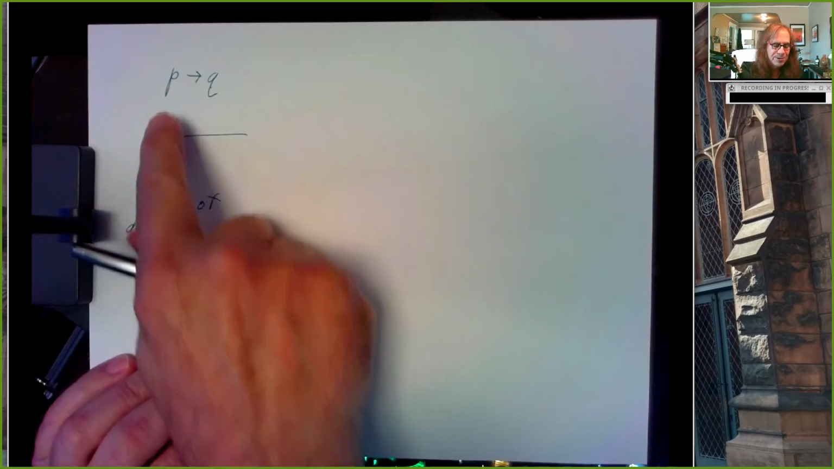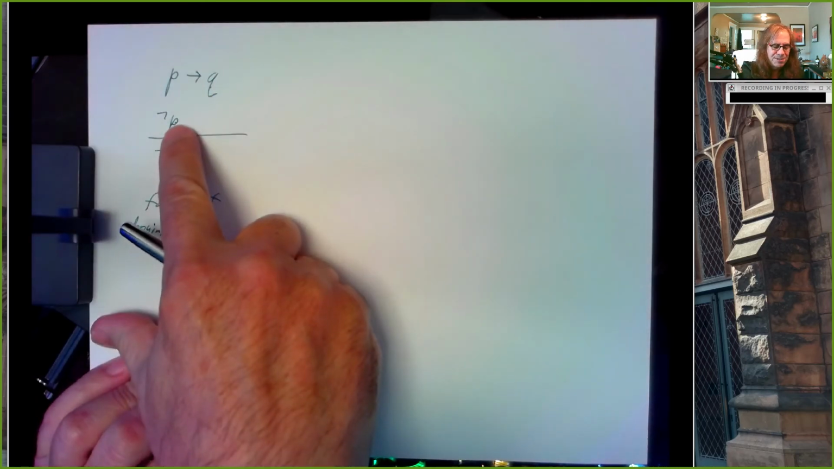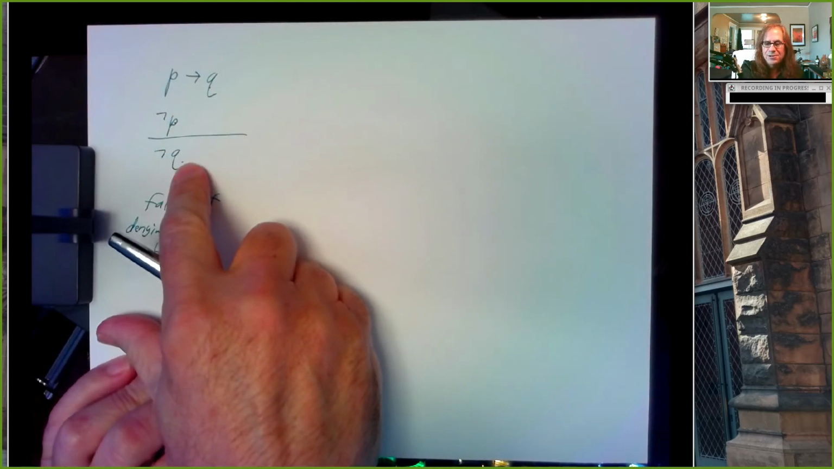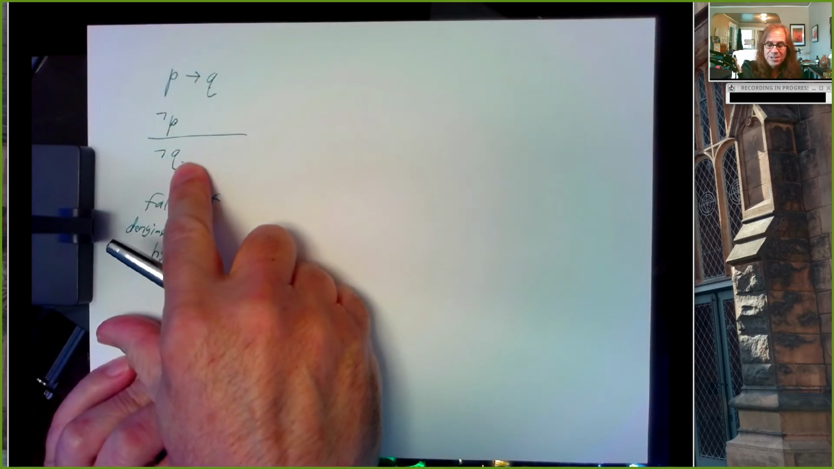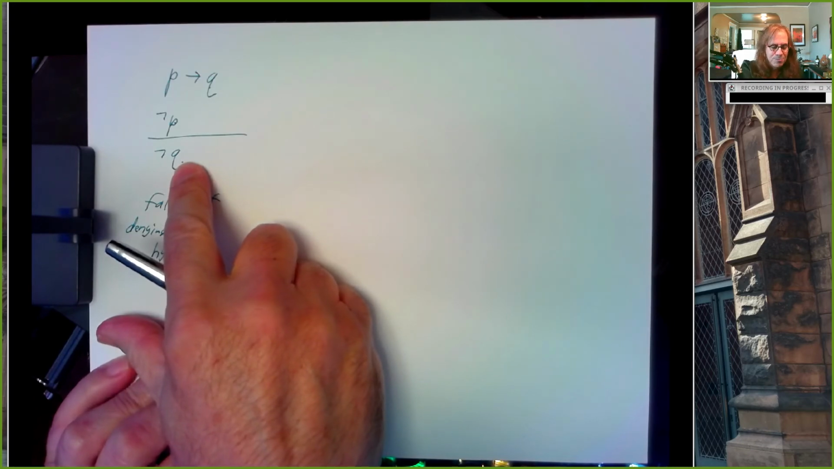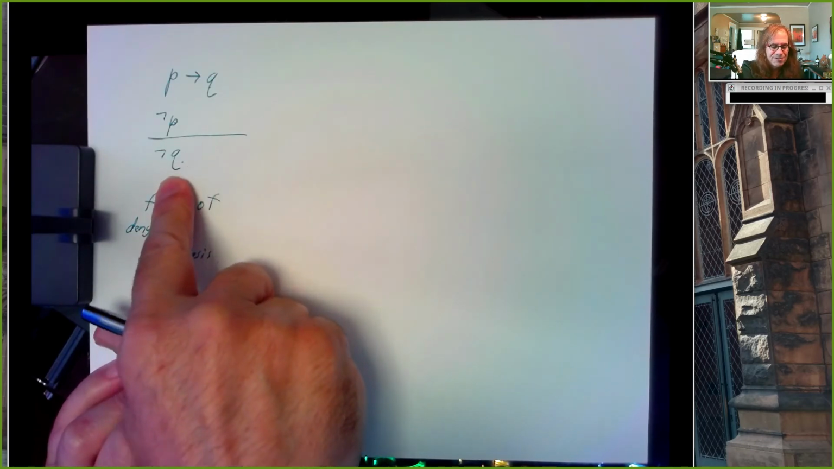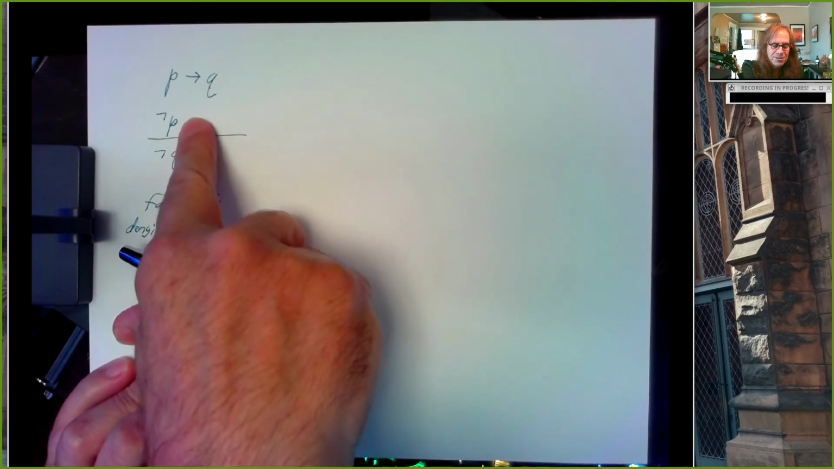Now, it's possible that P implies Q and P is false. It could be that Q is also false. But it could be that Q is true. We cannot assert whether Q is true or false simply by knowing these two things.